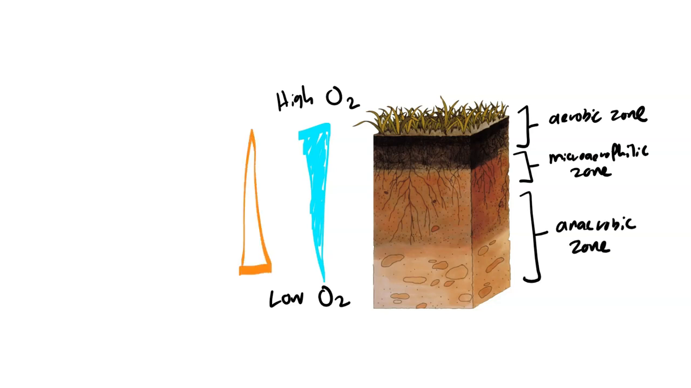In contrast, the concentration of hydrogen sulfide is high at the bottom soil and low at topsoil. Bacteria such as green sulfur bacteria and sulfur reducing bacteria are able to live in high concentration of hydrogen sulfide, whereas cyanobacteria and protists live in an environment with low concentration of hydrogen sulfide.